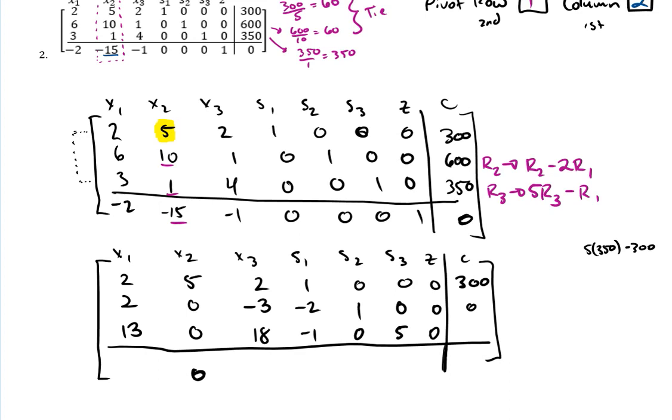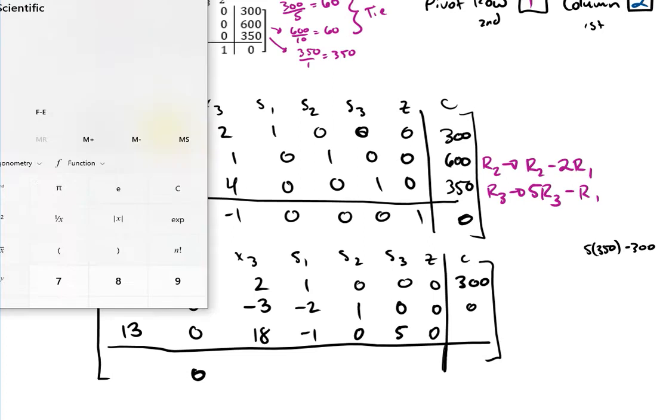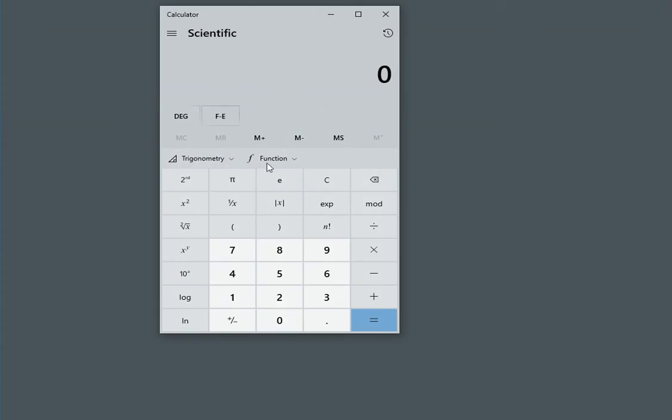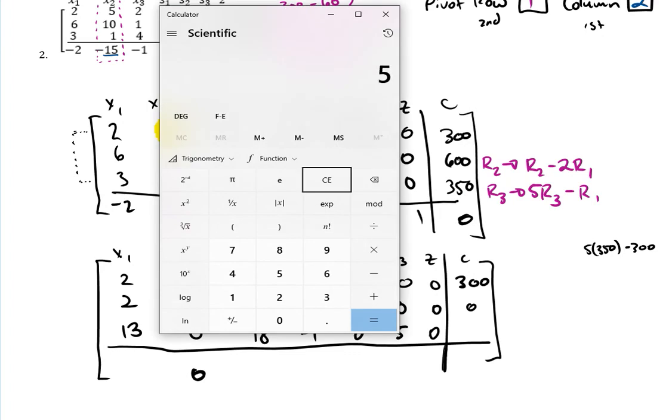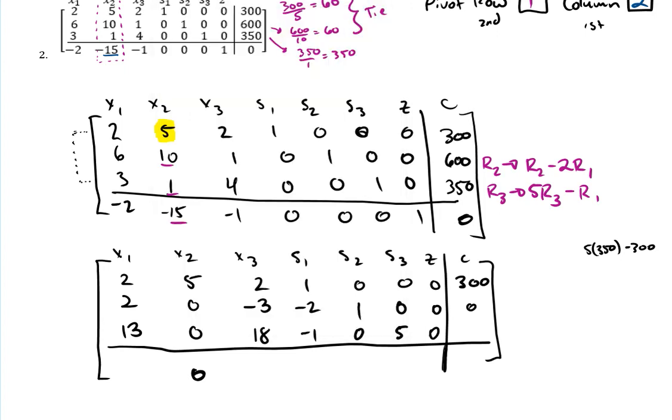Okay, so let me use my calculator real quick here. Nope, the whole thing went away. There we go. Okay, so where did my calculator go? Okay, so 5 times 350 minus 300, 1,450. Okay, so that's that one, 1,450. So this is the first time I've done scratch work.